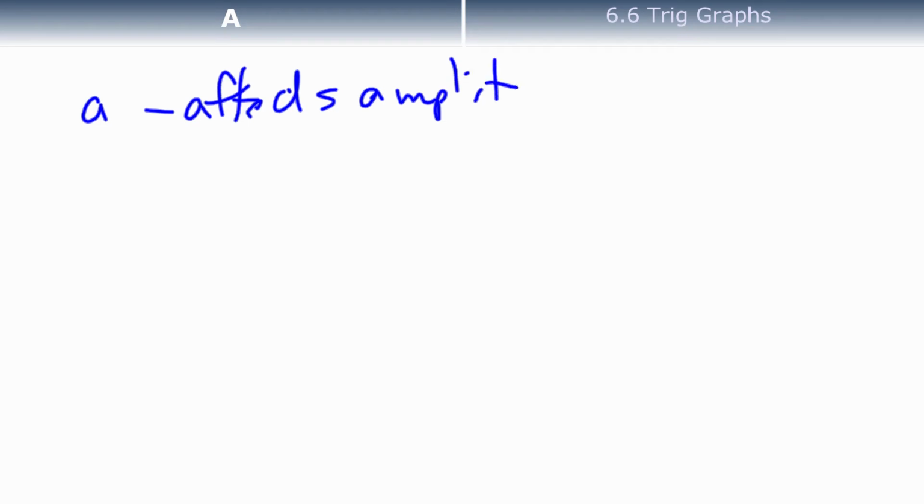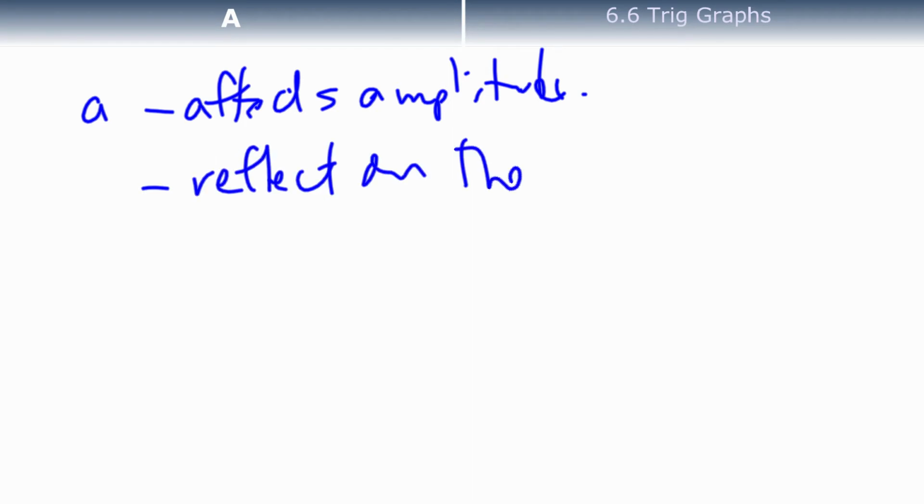Let's capture that right here in this slide. So A affects amplitude, just like we saw on that graph. The other thing that it does is it can also reflect the graph on the x-axis. Again, A, just like it did with the other transformation, has a major effect on the y values of the graph. Okay, let's go on to another one.